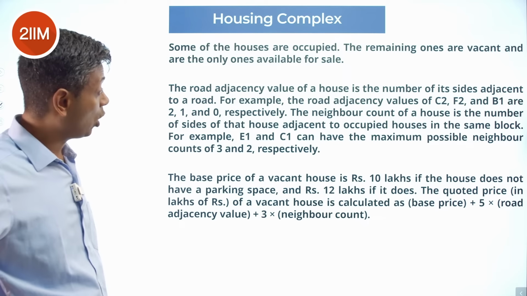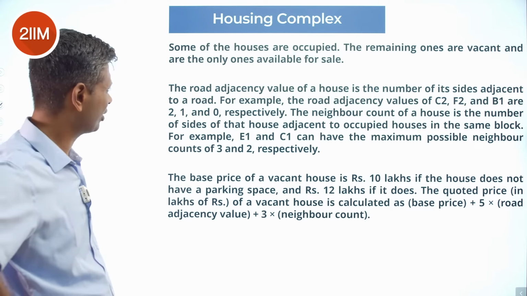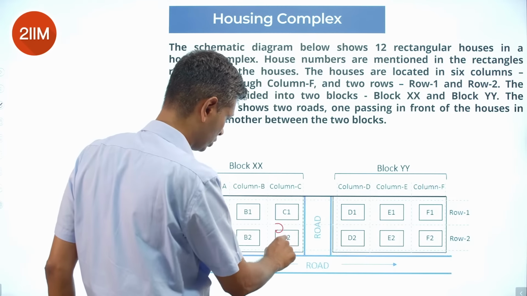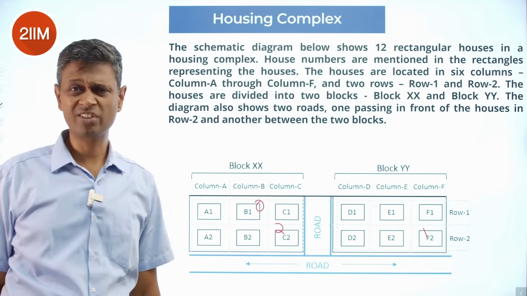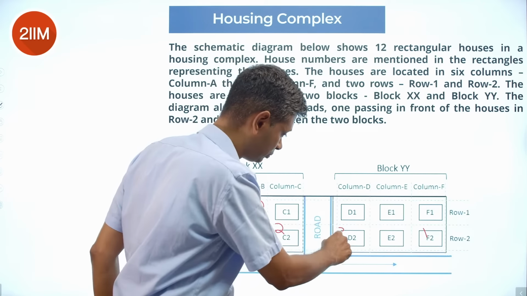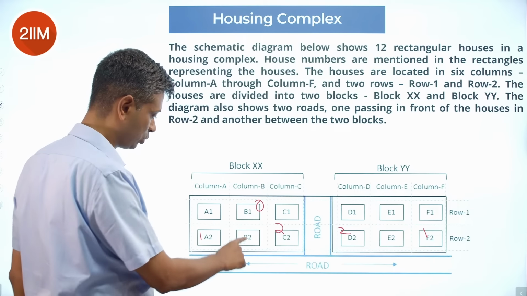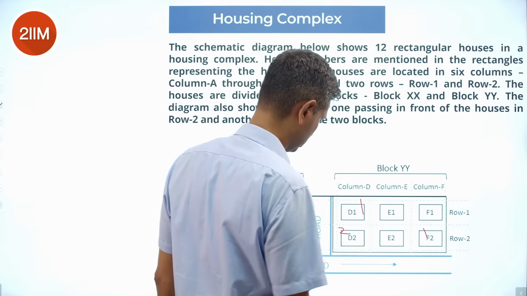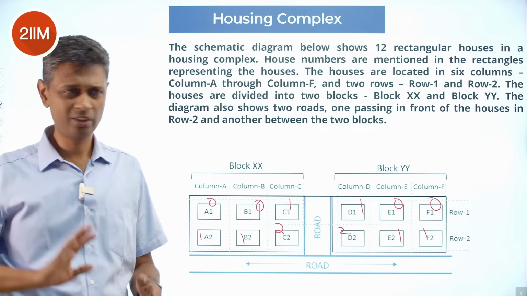The road adjacency value of a house is the number of its sides adjacent to a road. For example, the road adjacency values of C2, F2 and B1 are 2, 1 and 0 respectively. Road adjacency is the number of roads next to C2, this and this, so 2. Next to D2 will also be 2. F1 is 1, only this road. A2 is 1, B2 is 1. This is 0, this is 1, this is 1, this is 1, this is 0, this is 0. Road adjacency. Nice.